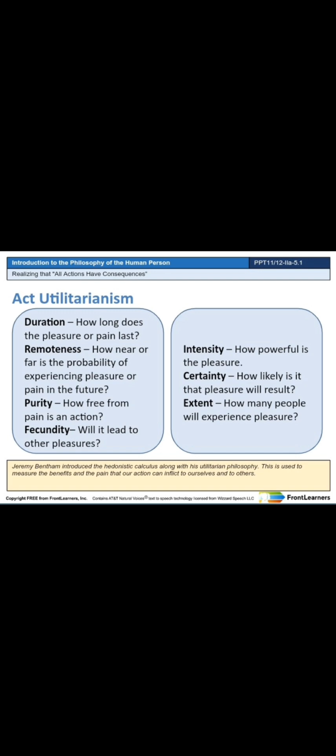Fecundity: will it lead to other pleasures? Intensity: how powerful is the pleasure? Certainty: how likely is it that pleasure will result? Extent: how many people will experience pleasure?